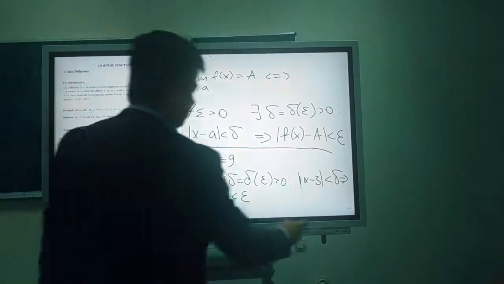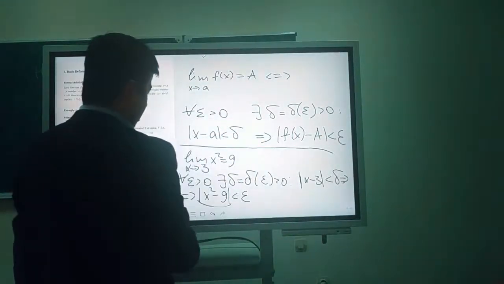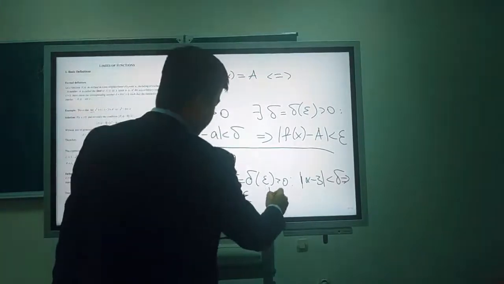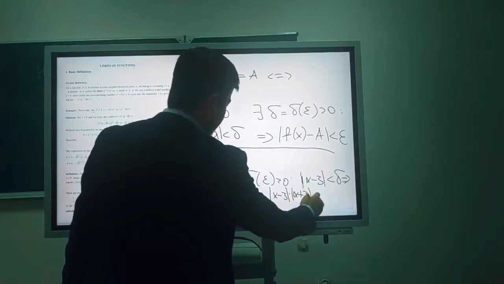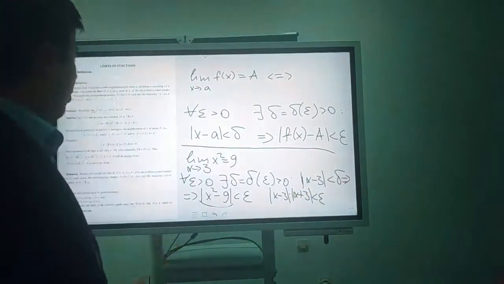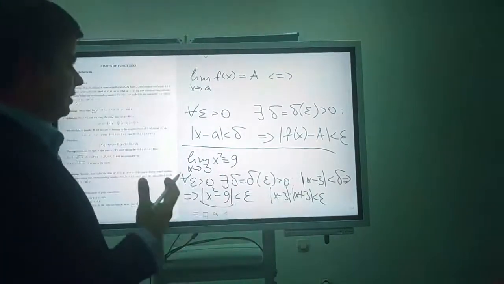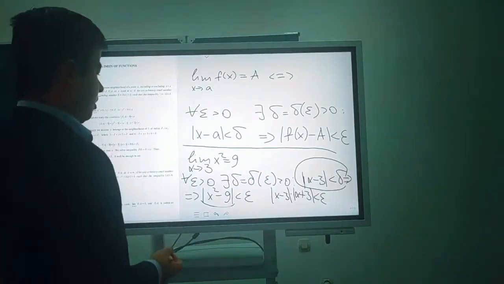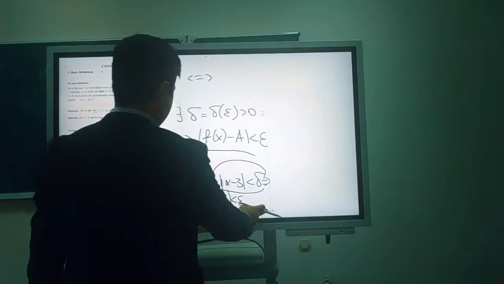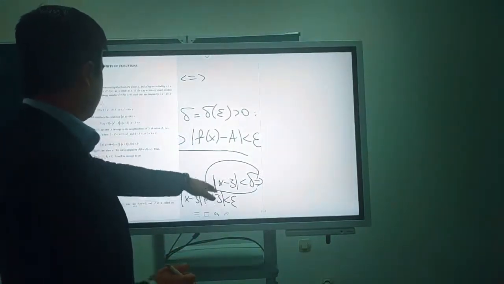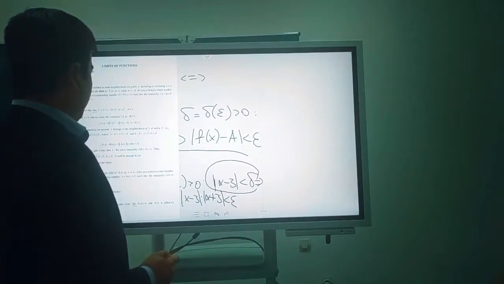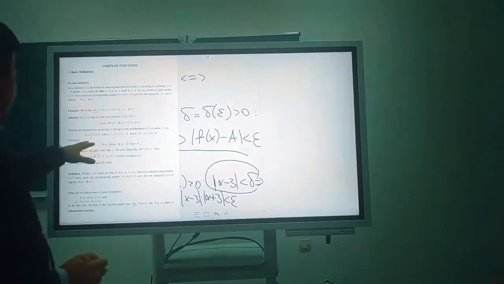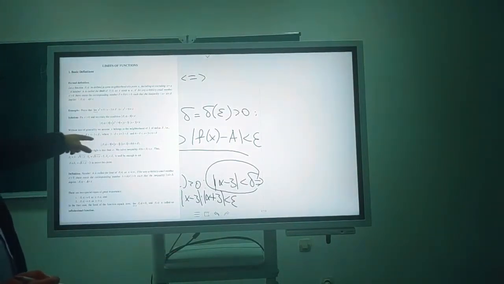Obviously, we can factorize the left side. This is |x - 3| times |x + 3|, and this is less than epsilon. However, |x - 3| is less than delta. So we can continue from this place. Here you can see also x minus 3. We can open this one.